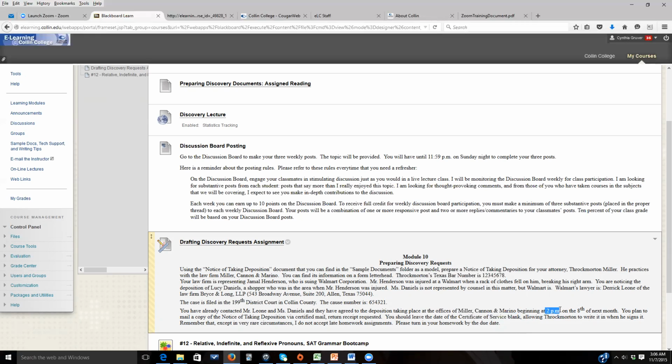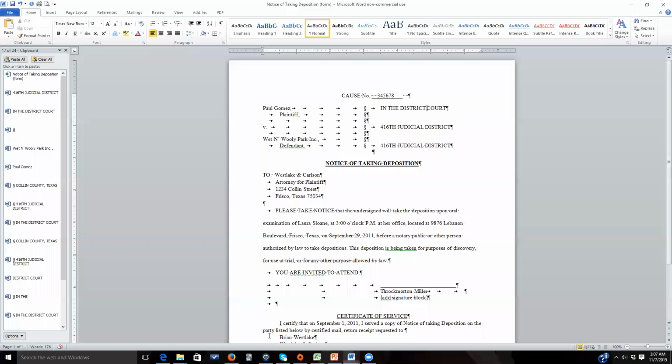It's going to begin at 2 p.m. on the 8th of next month. You are going to mail a copy of the notice of deposition, certified mail, return receipt requested. Now, where are you going to put this information? What part of the document is that going to go in? Let's pull up our example.